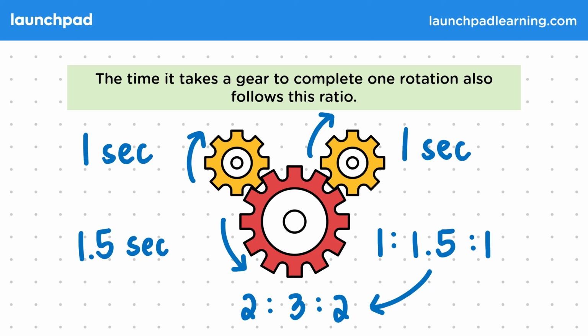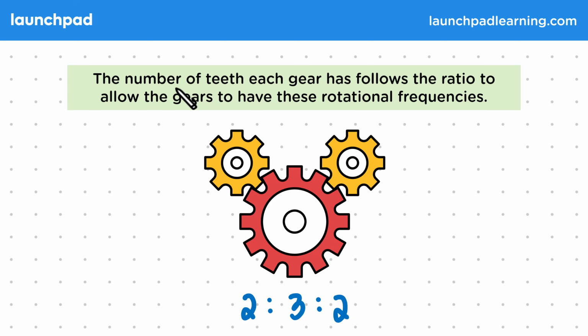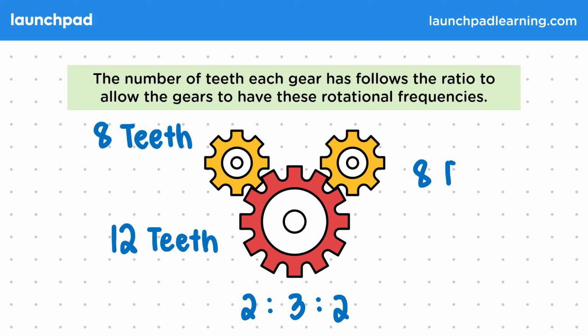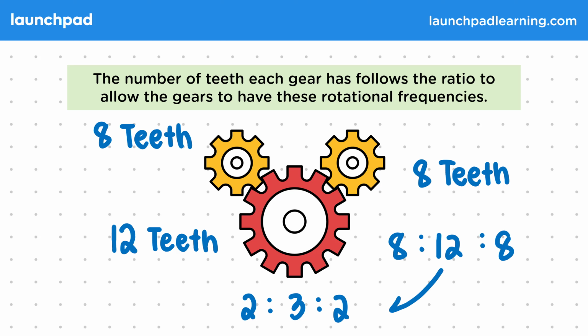So how exactly can we design the gears so that we know what these ratios will be? Well, the number of teeth each gear has follows the ratio to allow the gears to have these rotational frequencies. So the number of teeth varies in this way, as we want the space between the teeth and the size of the teeth to be the same for all gears. The larger gear just has more circumference to cover. Therefore, the ratio of teeth is the same as the ratio of radii, as the number of teeth depends on the circumference. You should be able to explain why the ratios are related in this way, and also be able to use them in certain exam calculations.